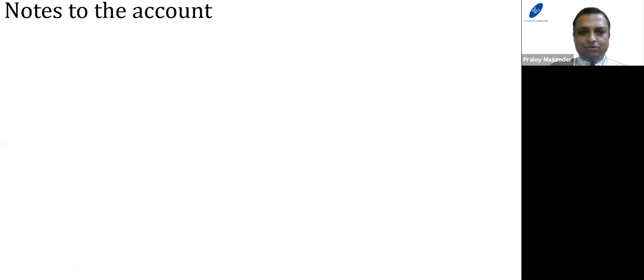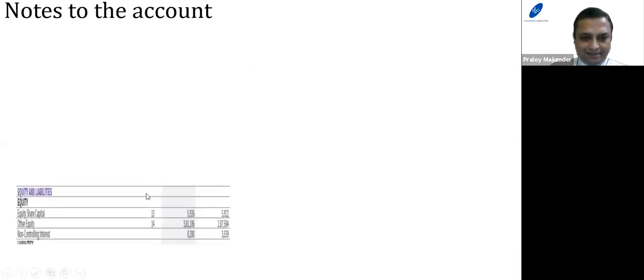Let us look at an actual example. This is Reliance. In the case of Reliance, the equity part is showing notes: equity share capital, note 13, and other equity, note 14. So equity consists of two parts, equity share capital and other equity. Now let us look at what the notes talk about.